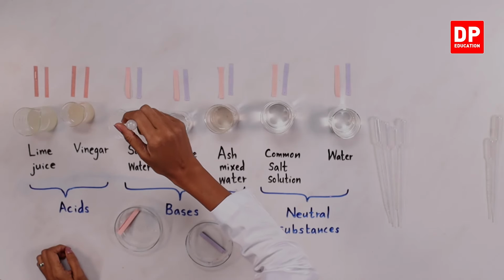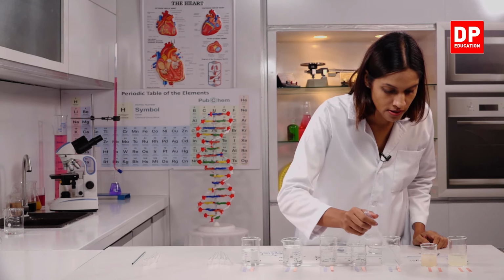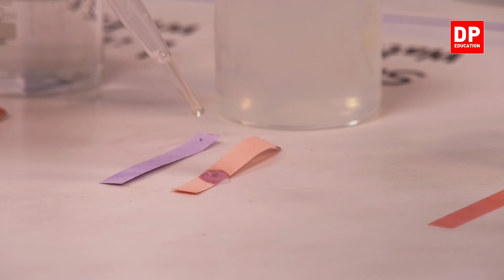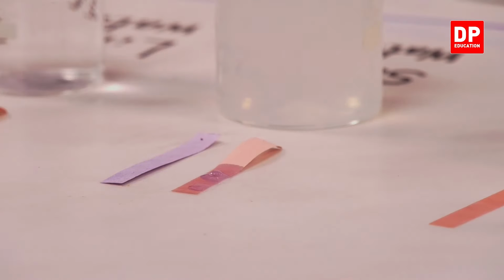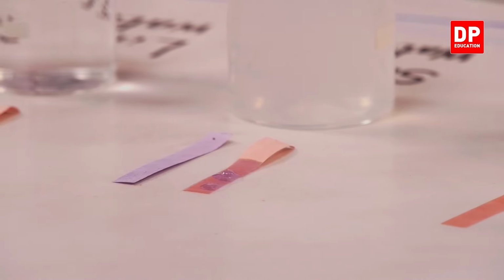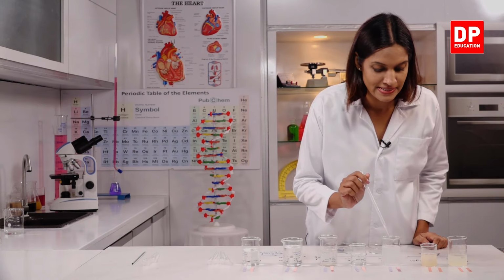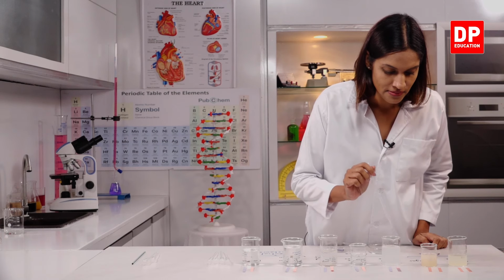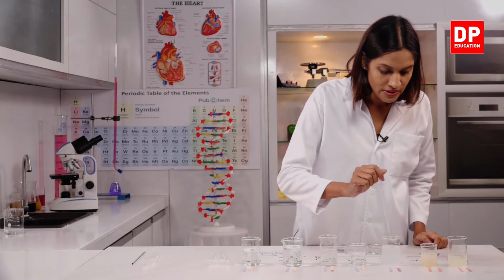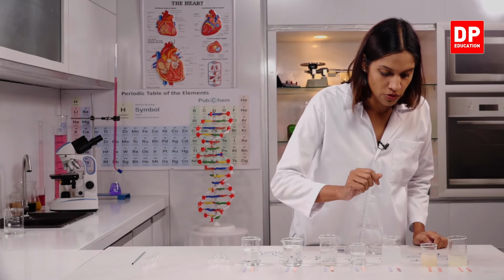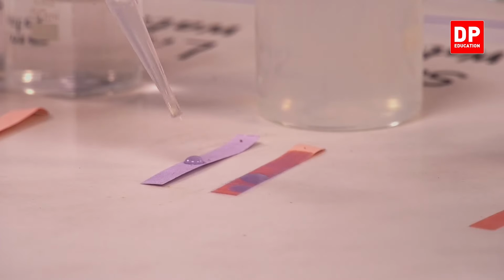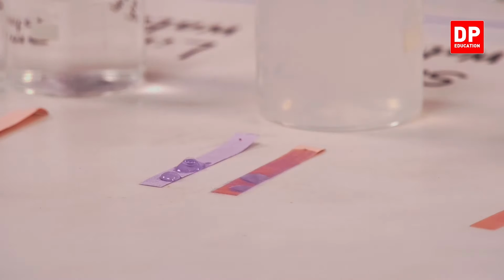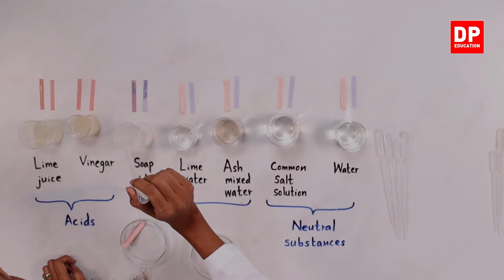I will take some soap water and put a drop on red litmus. What can you see, children? The red litmus turns into blue color. Okay, it slowly changes to blue color. Okay, children, right. Now I will put a drop of soap water onto blue litmus. Is there any color change, children? What can you see? It is still blue in color.